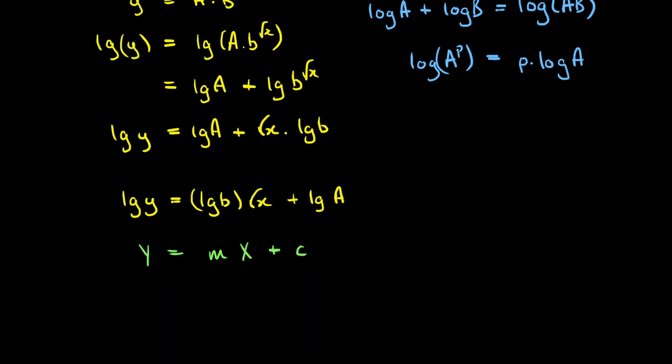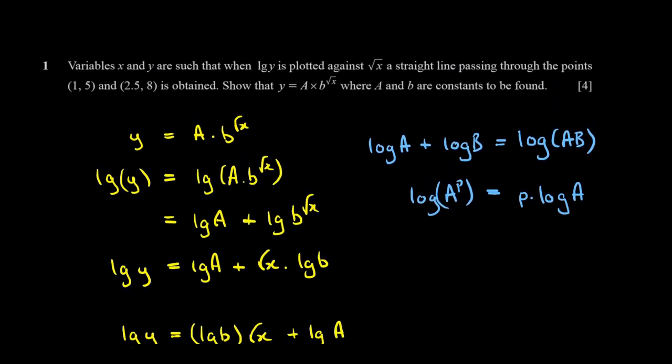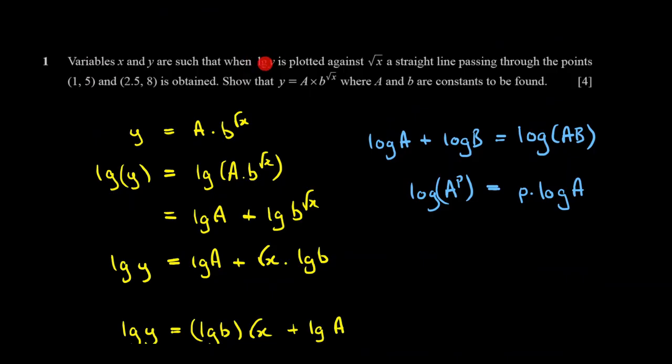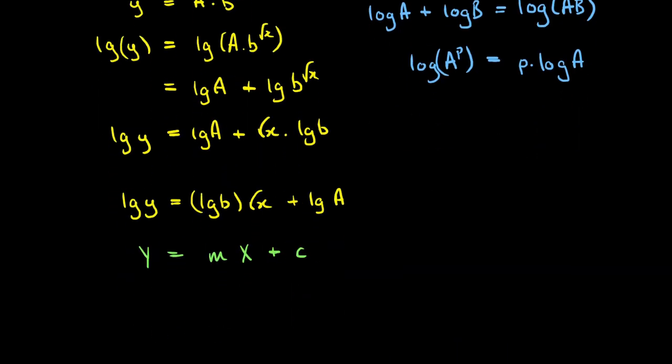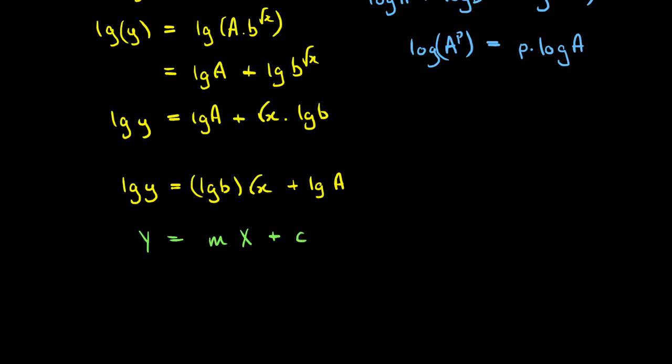So I've got these new variables, big Y and big X. Well, big Y is the same as log y. Big X is the same thing as the square root of x. So our gradient here will be equal to log b, and our y-intercept c is going to be the same as log a. And this makes sense because the question tells us we plot log y against the square root of x, and that is exactly what we've got.